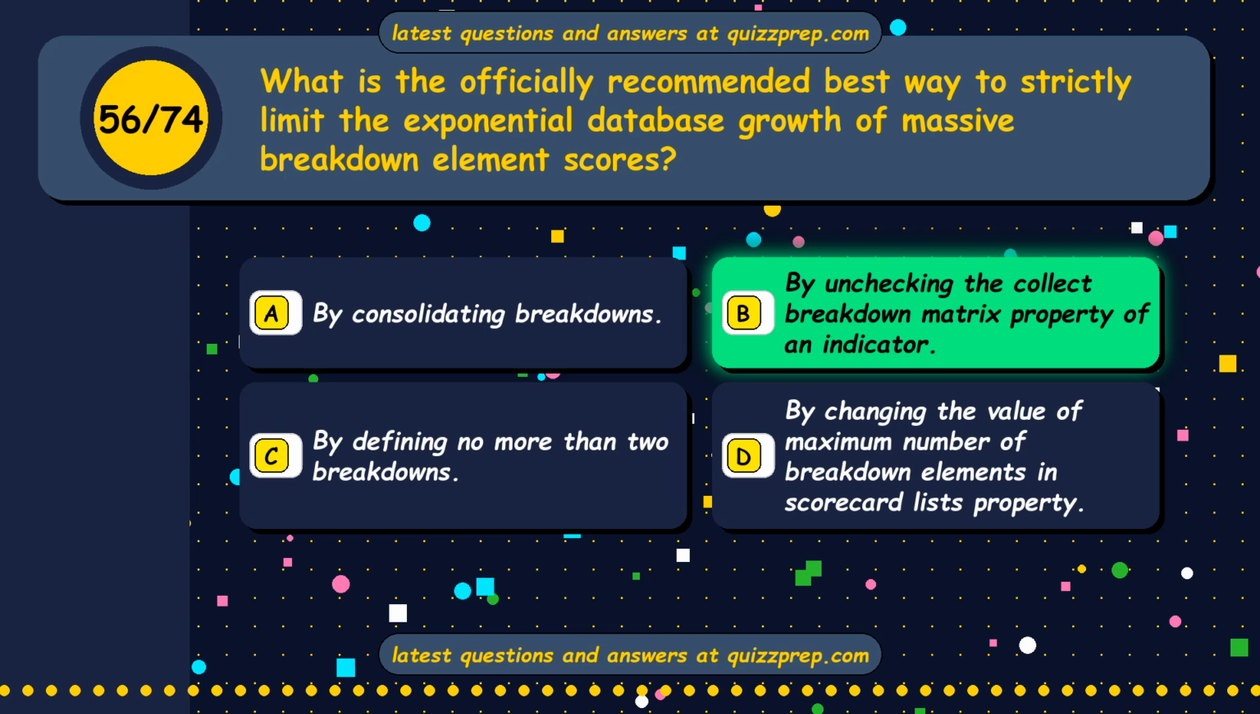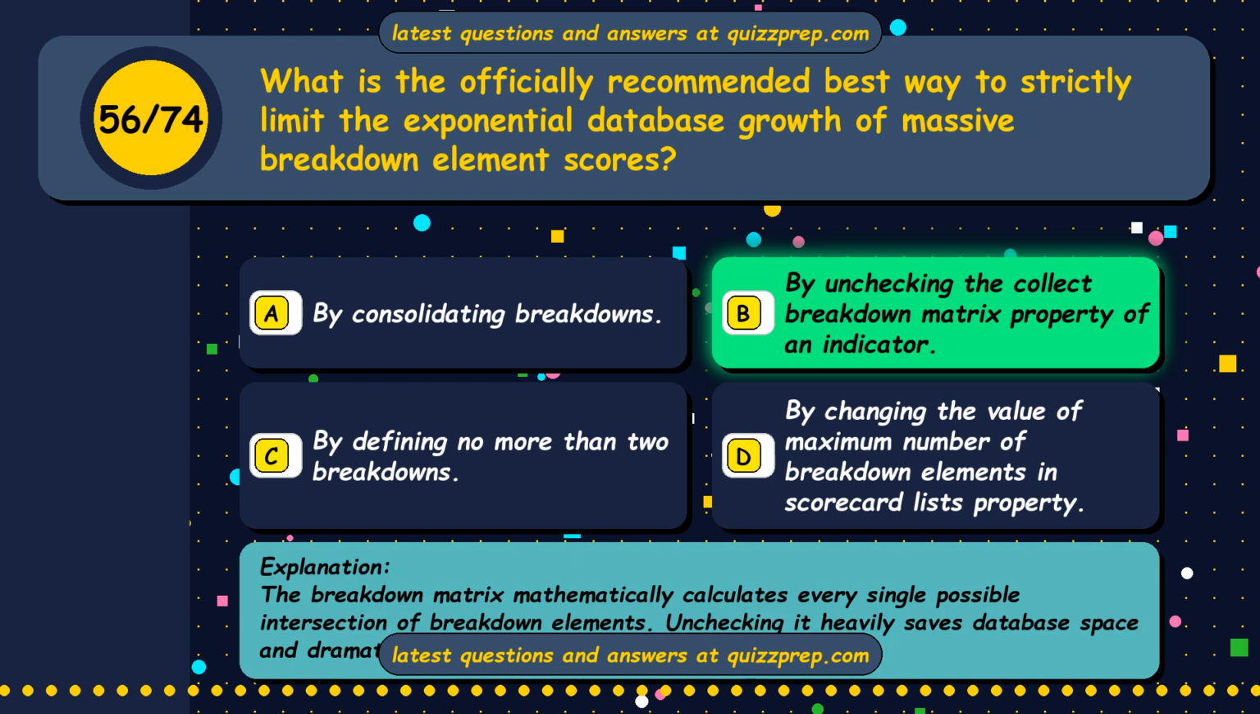The correct answer is option B. By unchecking the collect breakdown matrix property of an indicator. The breakdown matrix mathematically calculates every single possible intersection of breakdown elements. Unchecking it heavily saves database space and dramatically improves collection speeds.